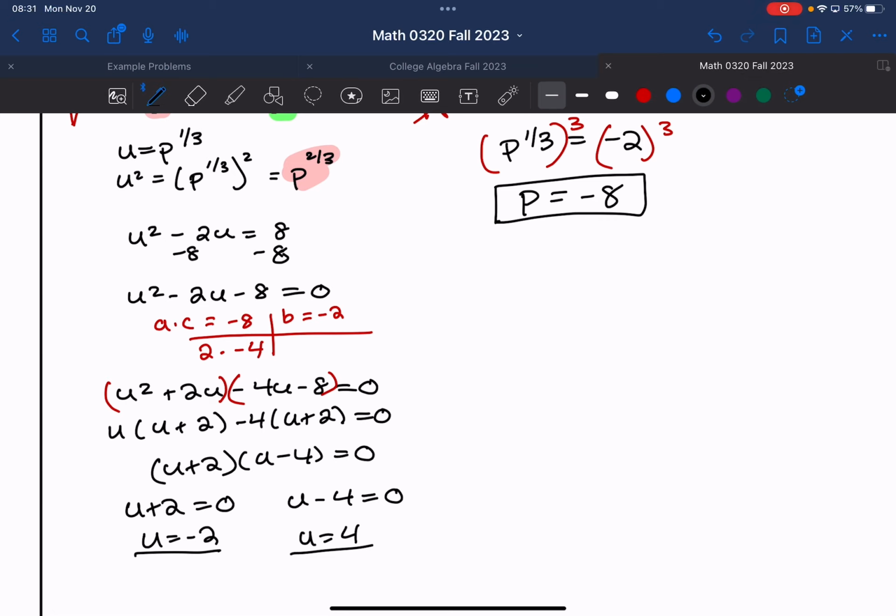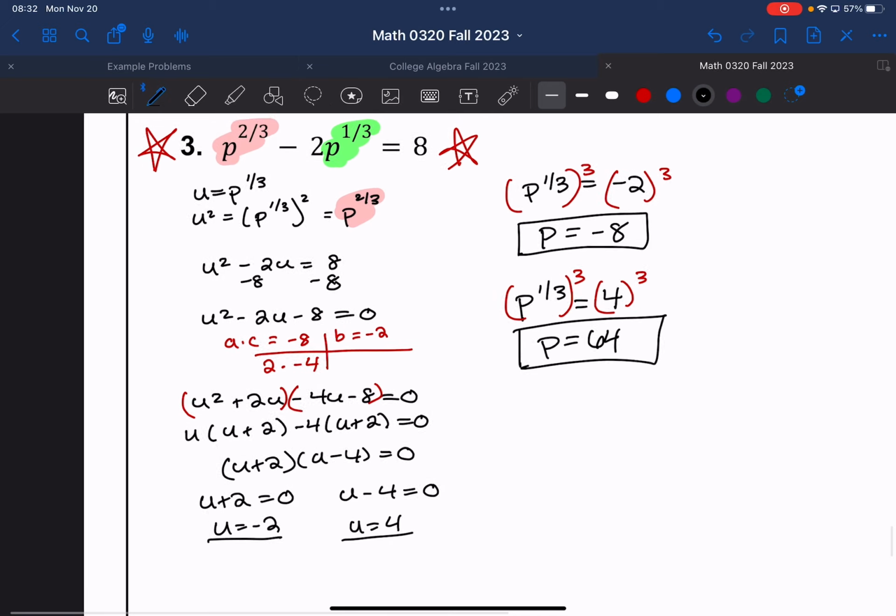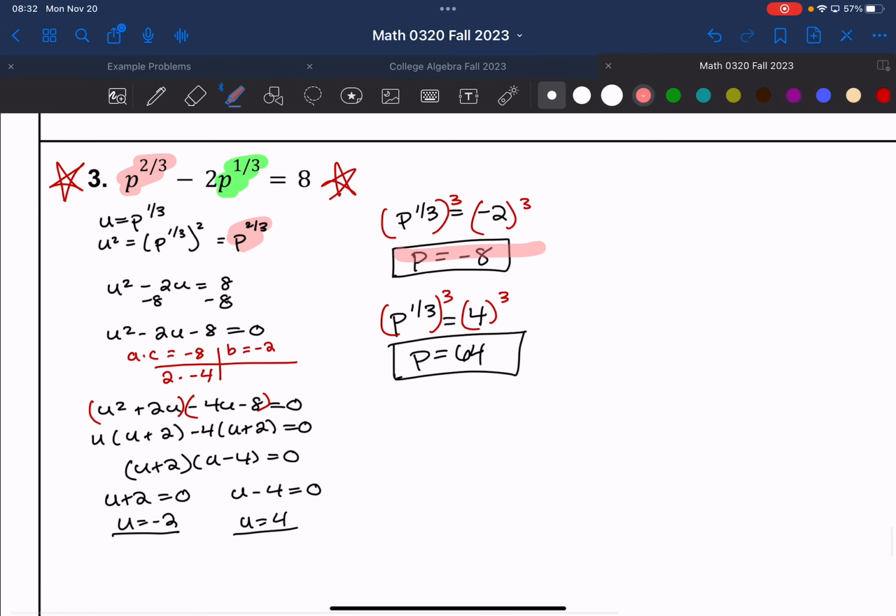And then do the same thing. p to the 1/3 is equal to 4. I'm going to raise both sides to what power? 3, because I want to get rid of that 1/3. So I get p is equal to, is it 64? Yep, 64. Okay. And then these are my two answers. p equals -8 and p equals 64.